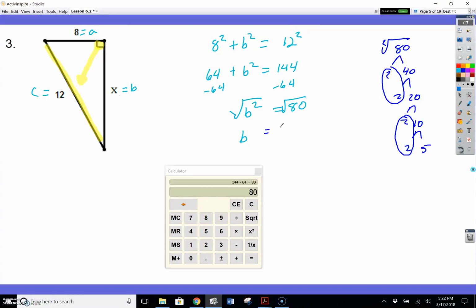Therefore, I just took out one set of 2s, which I'm going to highlight right here, and I'm going to take out another set of 2s that I'm going to write right here. And whatever I have not taken out, I'm going to leave inside the radical, inside the square root. So I didn't touch this 5. So that means b equals 2 times 2, which is 4, radical 5. Therefore, the length of this x is 4 radical 5.